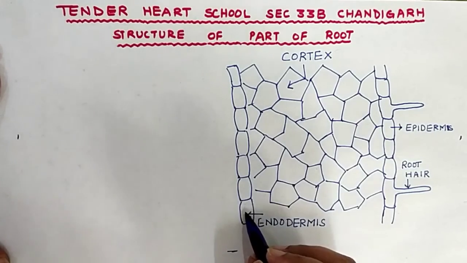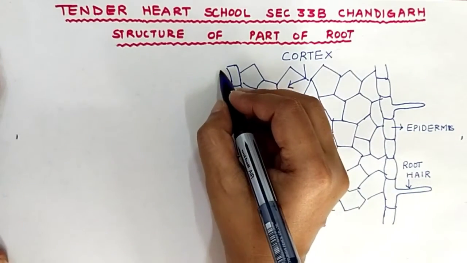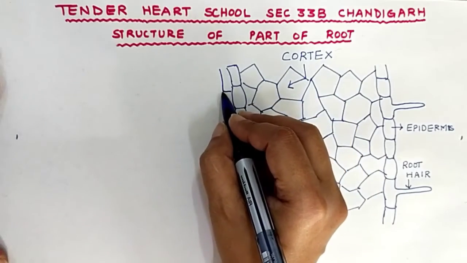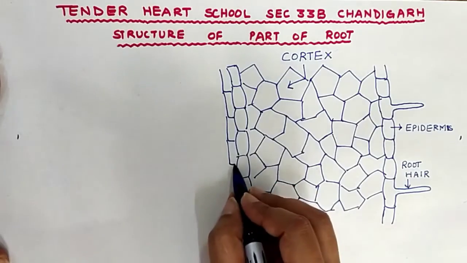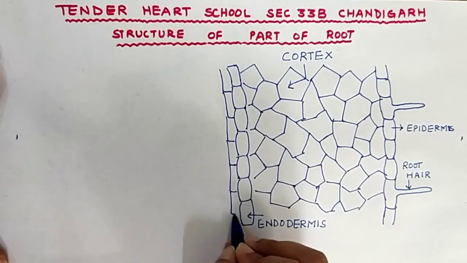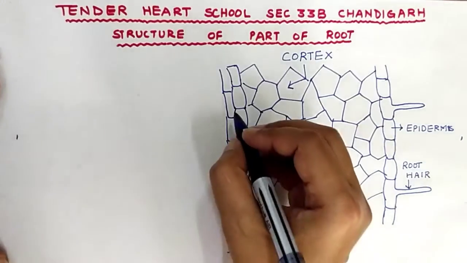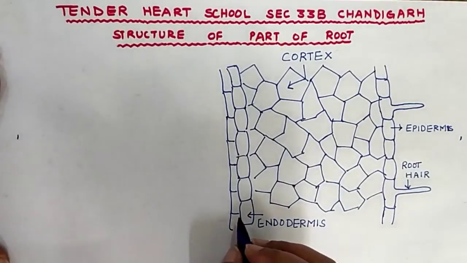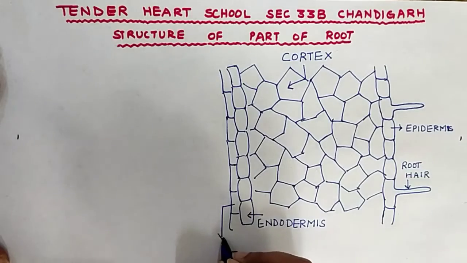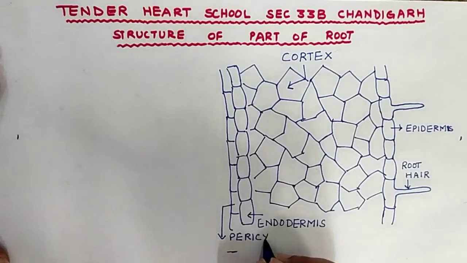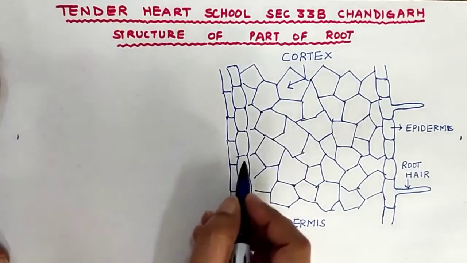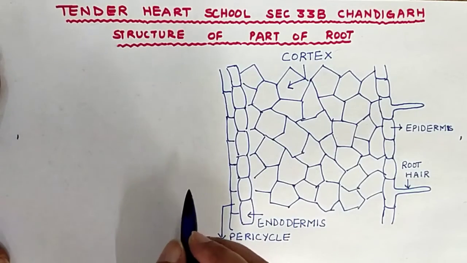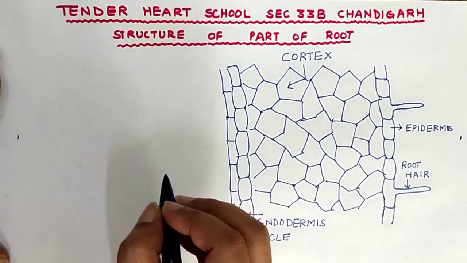Then inner to the cortex we have endodermis, and the next layer to the endodermis, a similar kind of layer, is the pericycle. So we can draw the pericycle. Another layer. Both this endodermis and this pericycle are enclosing the vascular bundle. Inner to these two layers we have the vascular bundle. Vascular bundle means the xylem and phloem are present, right?